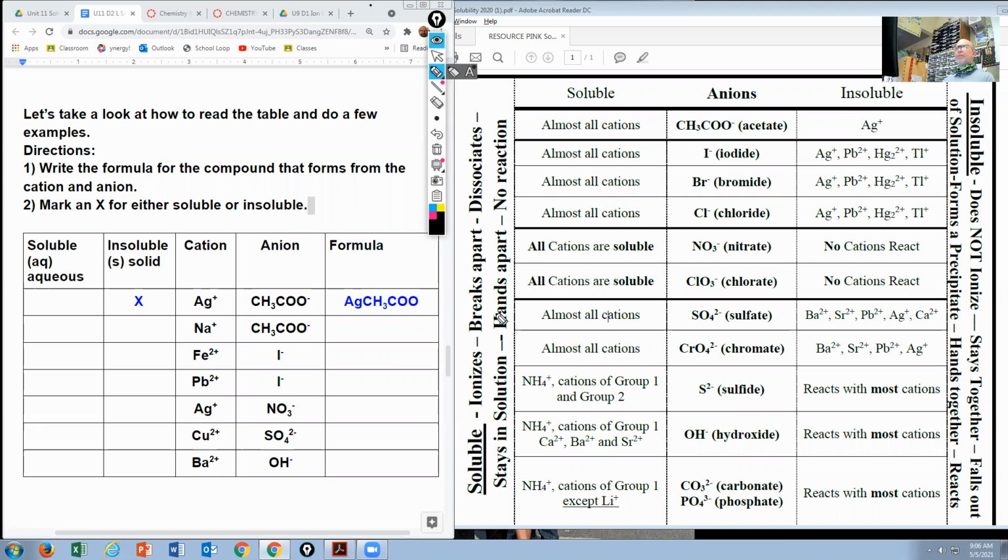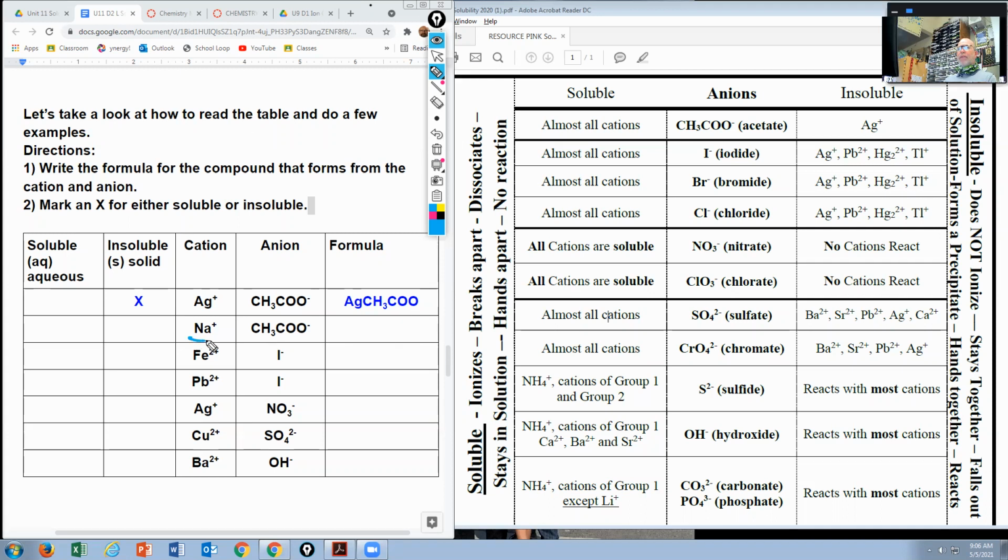So here we go. Our homework is to take these cations, which are pluses, and these anions, which are negatives, and put them together and try and figure out whether they're going to be together in solution or apart in solution, whether they're going to be insoluble together, a solid, or whether they're going to break apart and be soluble or aqueous in solution. So let's take a look.